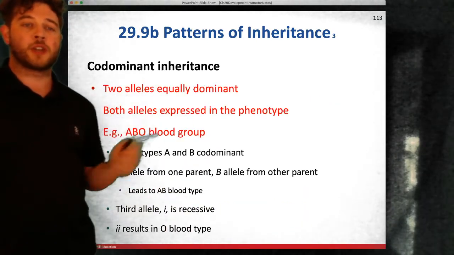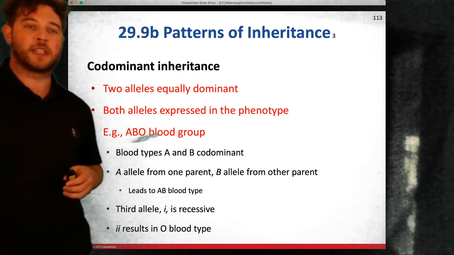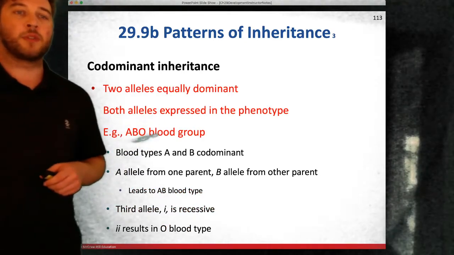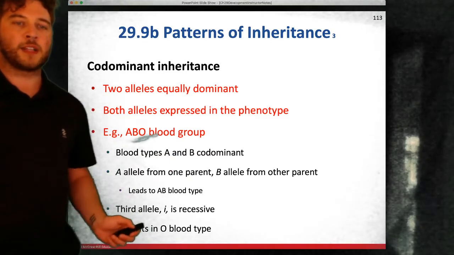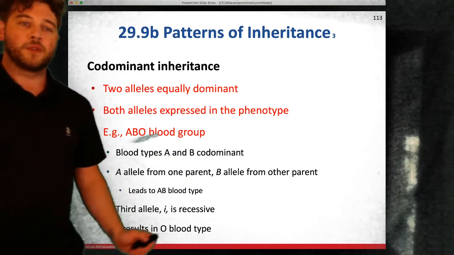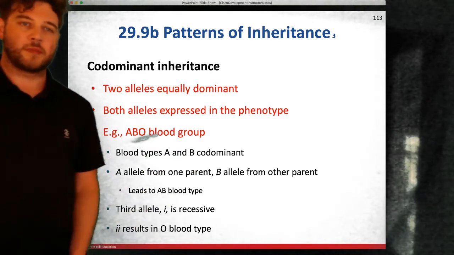Codominance: your two alleles are equally dominant, and both are expressed in the phenotype, such as your ABO blood group. So both A and B are codominant. The third allele, i, is the recessive one for your O blood type. Chapter 18.